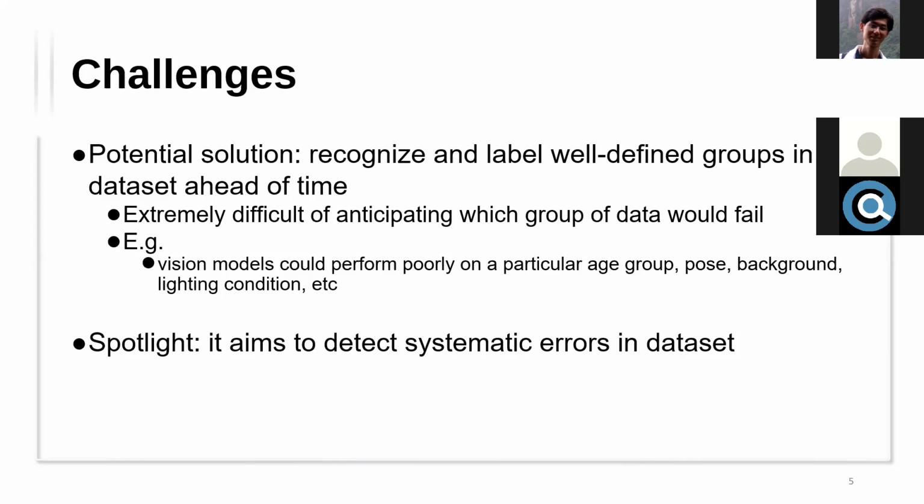So this paper presents Spotlight. It aims to detect the systematic errors in a data set. And why is it called Spotlight? A spot is like a dot, so they are trying to find a small region in the data set that the model performs poorly in. So each spotlight corresponds to one systematic error. Okay.